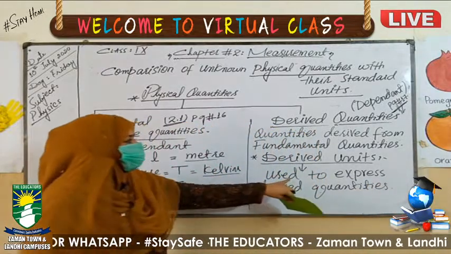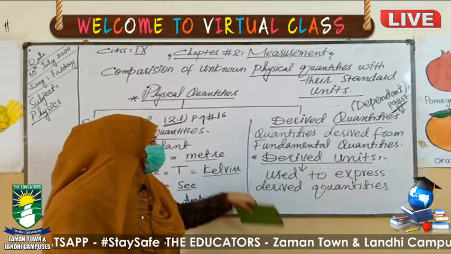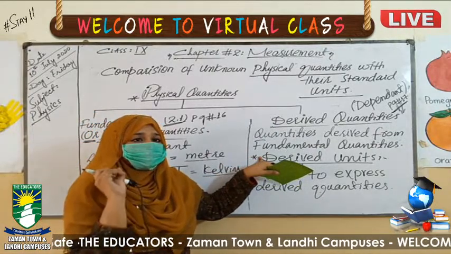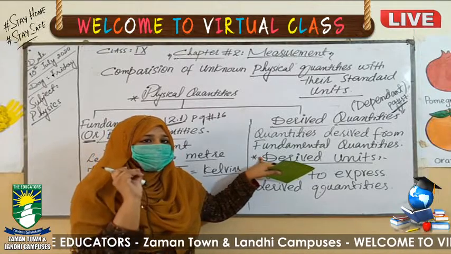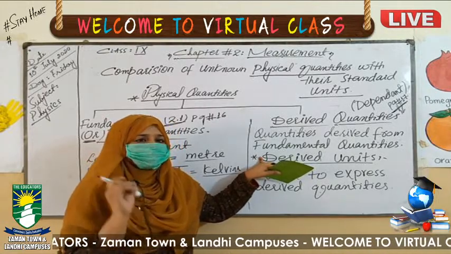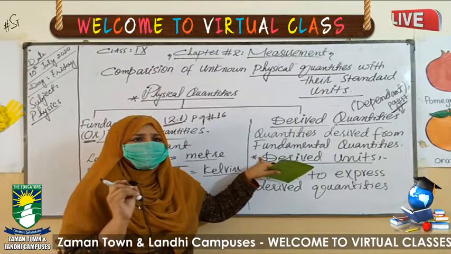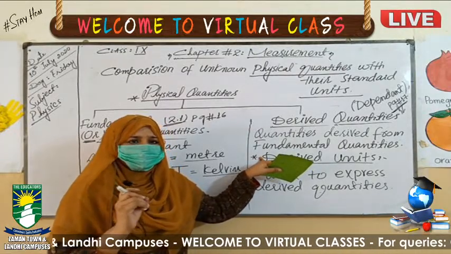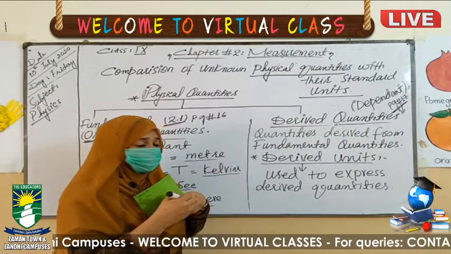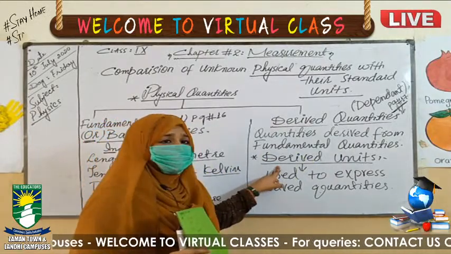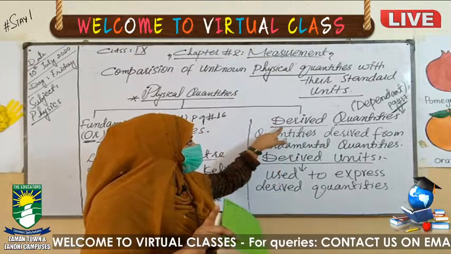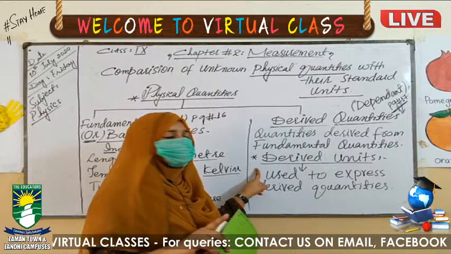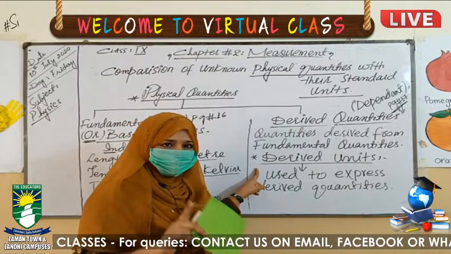Units used to express the derived quantities are known as the derived units. I am again telling you, keep the difference between quantities and units, because it makes you confused whenever you are solving the numericals. What is the quantity and what is the unit? I gave you the example of volume. Volume is the derived quantity. Meter cube is the derived unit to measure the volume.